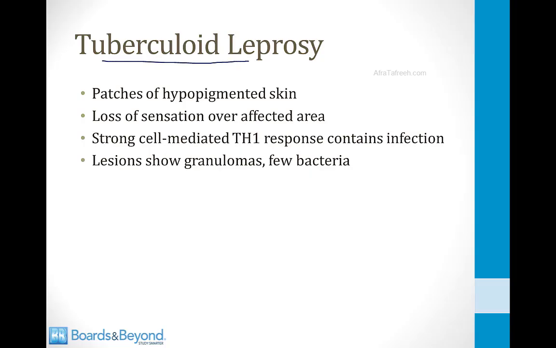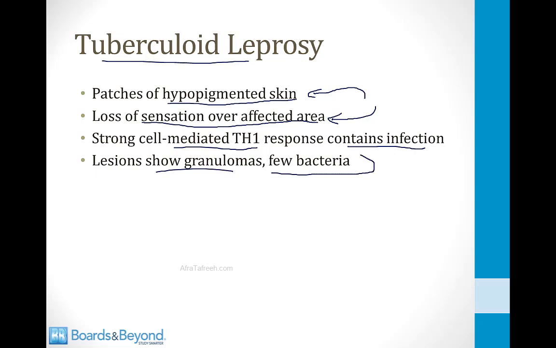That's called tuberculoid leprosy. Patients with tuberculoid leprosy have patches of skin that are hypopigmented, and they've lost sensation over the affected area. So they've got an infection of the skin and the superficial nerves, just like we expect for leprosy, but it's relatively mild. It's just going to be a few areas on their body, maybe on the head. What happens in tuberculoid leprosy is the body initiates a strong cell-mediated Th1 response, and this contains the infection. You can do a skin biopsy and you'll see granulomas, but you'll see relatively few bacteria because they're being held in check by the strong cell-mediated Th1 response.